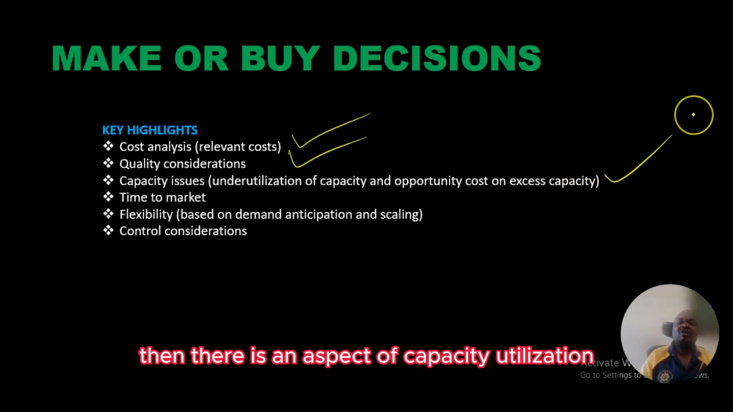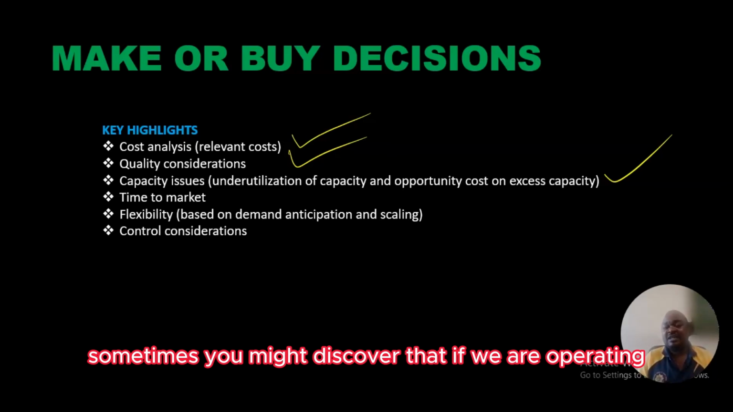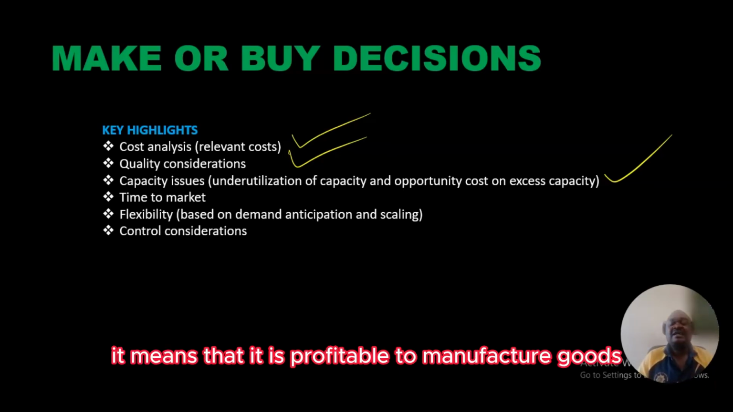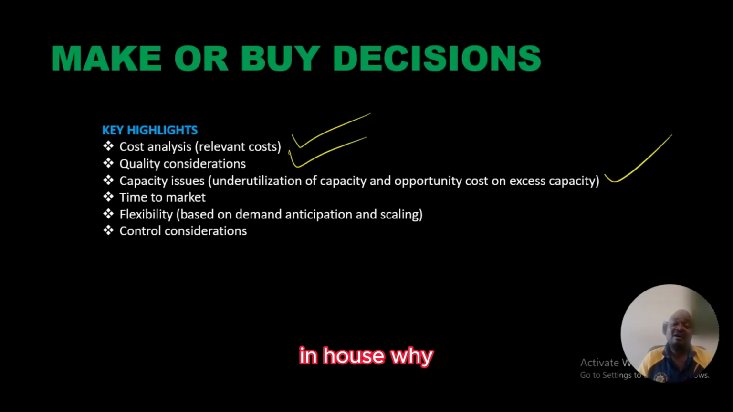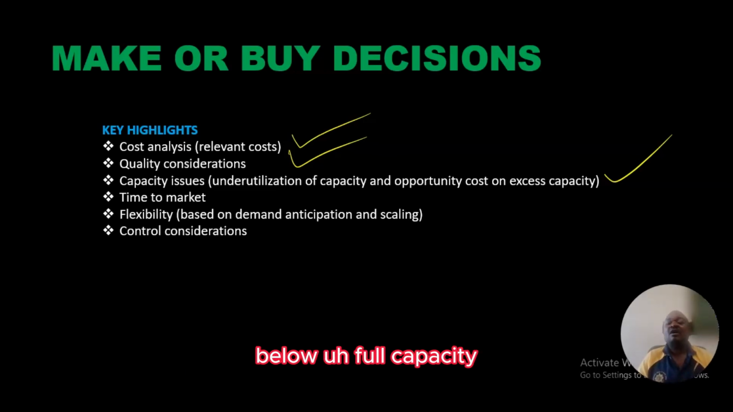Then there is an aspect of capacity utilization. Sometimes you might discover that if we are operating at less than full capacity, it is profitable to manufacture goods in-house. Why? Because we still have extra labor hours or extra office space to ensure that the manufacture of components can be done in-house. So if we are operating below full capacity, it is economic to manufacture the items in-house rather than to purchase them outside.